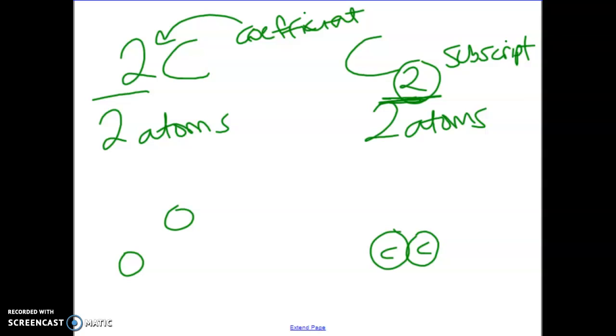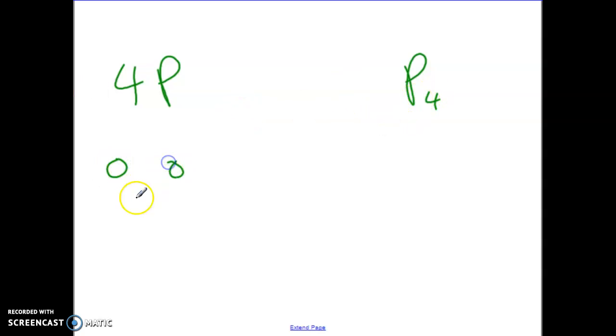Okay? So I'll give you another example similar to that. So let's say I had 4, and I'm just going to make something up, 4 phosphorus, or phosphorus with a 4. Both of these are 4 atoms, except this is 4 individual atoms. This is 4 atoms that are chemically actually connected into a particle.